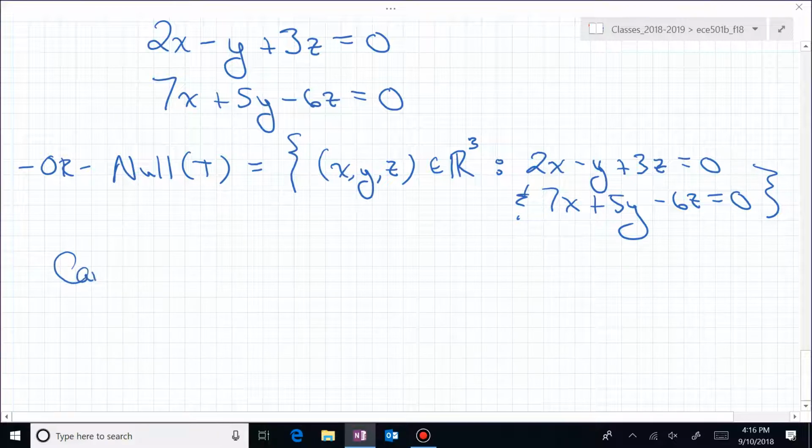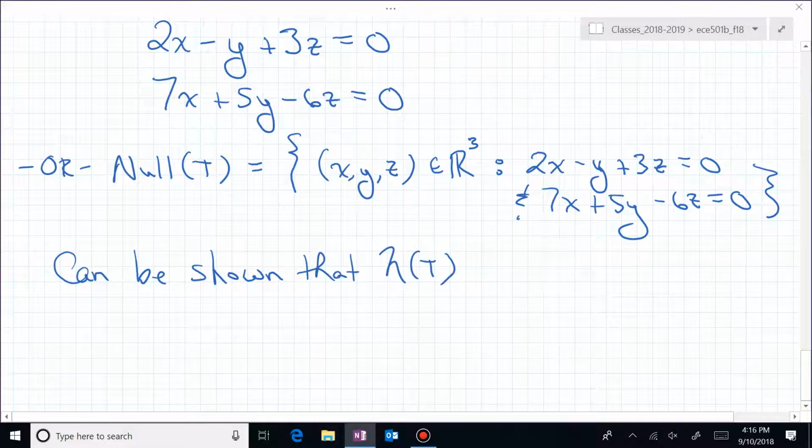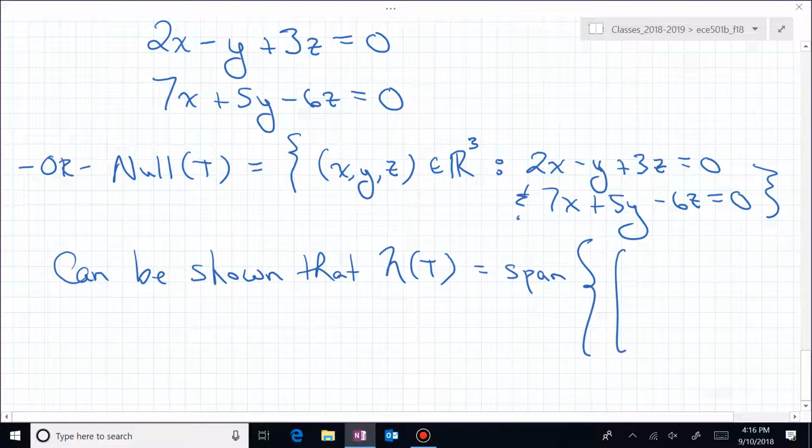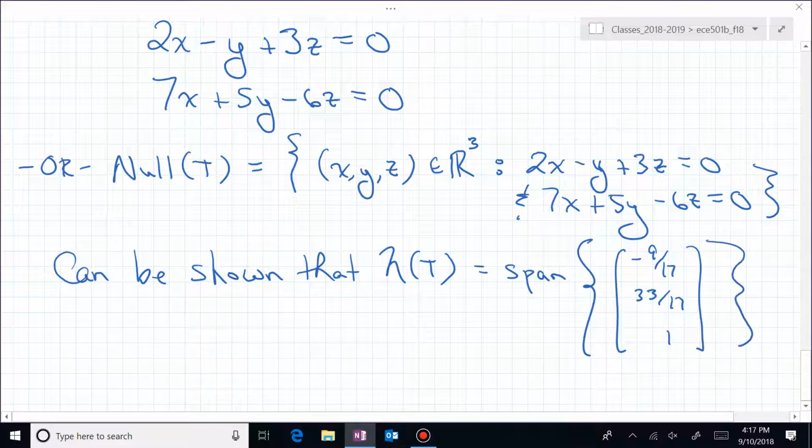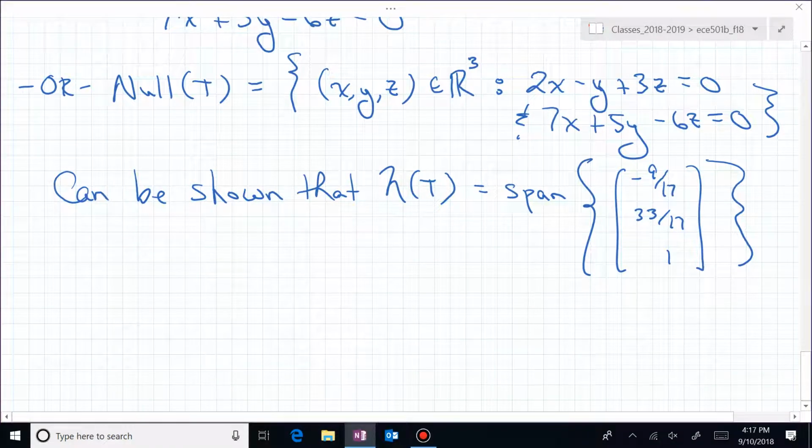And it can be shown that the null space of T actually is the span of the following one vector. It's minus 9 over 17, 33 over 17, and 1. And if you're not seeing rational numbers too cleanly right now, let's convert those to decimals so that we can kind of see what in the world this really represents.